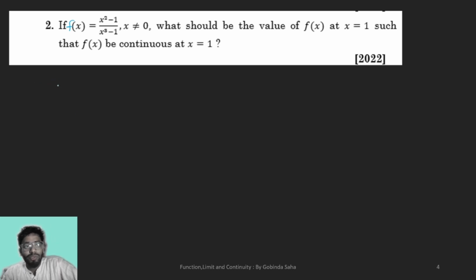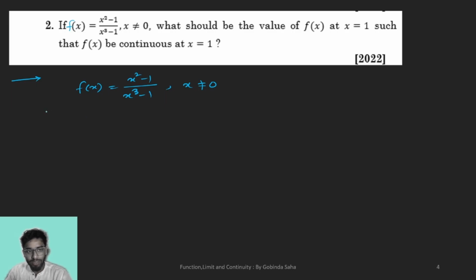Hello everyone. After the first question, this was the second question. And if you carefully see, this question is totally different from question number one. Here, they have given that the function f(x) is basically (x square minus 1) by (x cube minus 1), where x cannot be 0. And the interesting part is, they told us that f(x) is continuous at x equals 1.